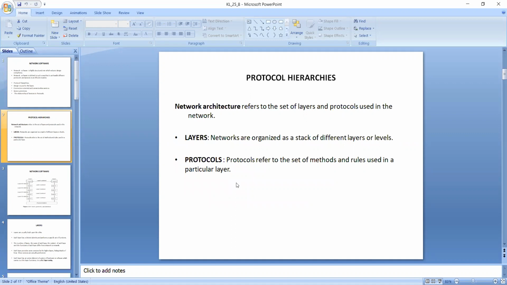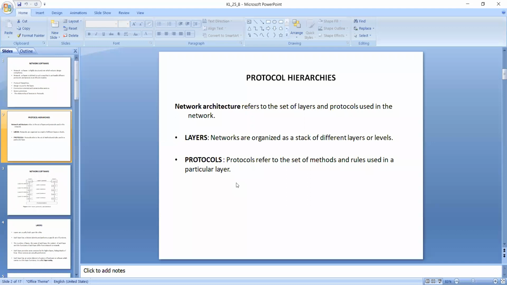Going into the topic, first we have to know what is meant by network architecture. Network architecture refers to the set of layers and protocols used in the network. It consists of layers as well as protocols. So what are layers and what are protocols? The combination of these layers and protocols is network architecture. So first we discuss layers.